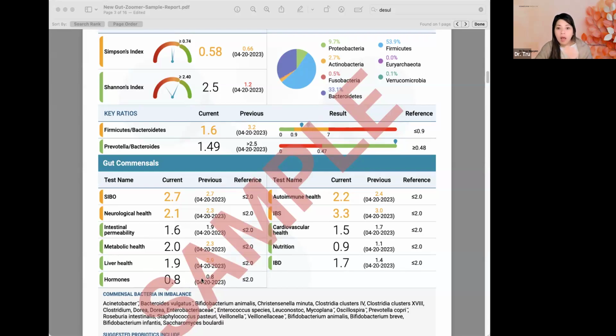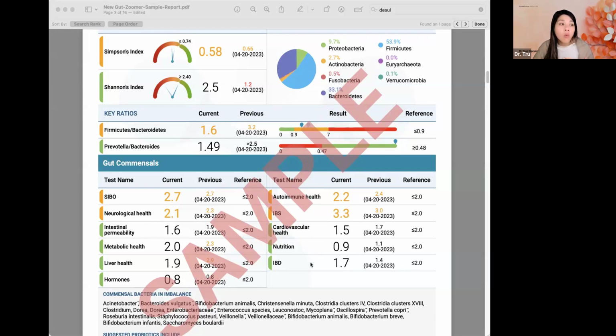And then there's hormones. The gut has a lot of functions, one of them is regulating how you eliminate estrogen and testosterone, right? And then there are also bacteria that are associated with autoimmune disease, IBS, or irritable bowel syndrome, and cardiovascular health. There are bacteria associated with this.